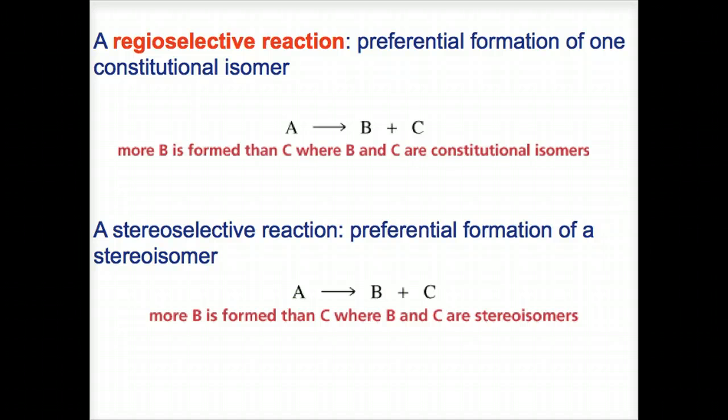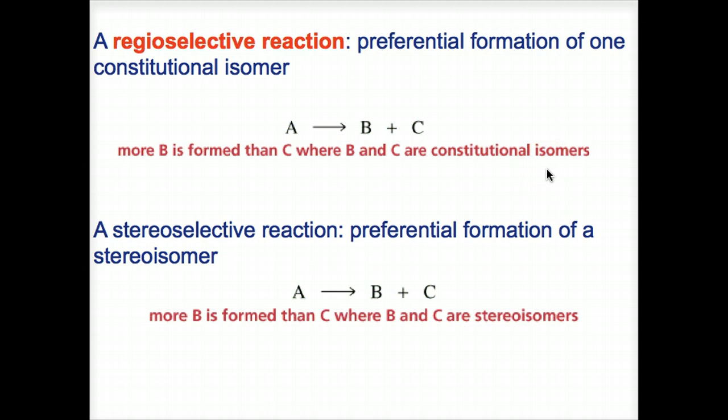There are two types of reactions that involve stereochemistry. You can see them here: regioselective reaction and stereoselective reaction. Regioselective, we've talked about that before, is preferential formation of one constitutional isomer over another. And it's shown here: if you have A forming B plus C, more B is formed than C, where B and C are constitutional isomers.